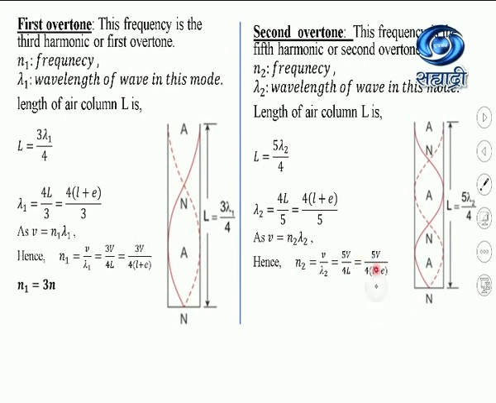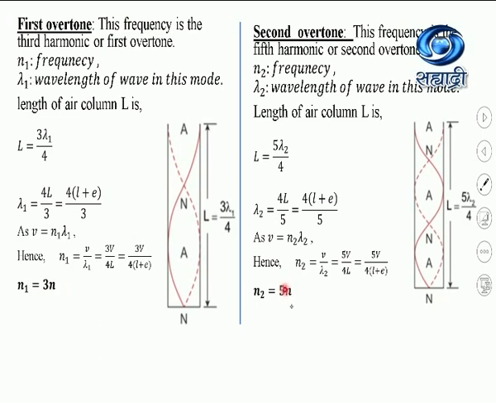Now this frequency in this mode of vibration, if we compare with the fundamental frequency, is equal to 5N. That is the fifth harmonic or second overtone. So N2 is the frequency in this mode of vibration, which is the fifth harmonic, the next higher frequency after the one before. So here we can observe the first frequency higher than the fundamental is 3N.